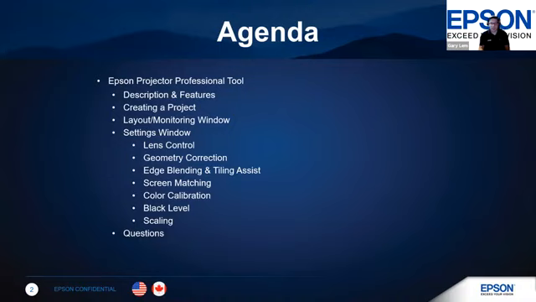We're going to actually create a project and look at the two different windows that are possible. One is a layout and monitoring window, and then the settings window. Within there, we're going to dive straight into the software. So I'm going to launch it, and we're going to see how the cause and effect happens within some of the tabs.